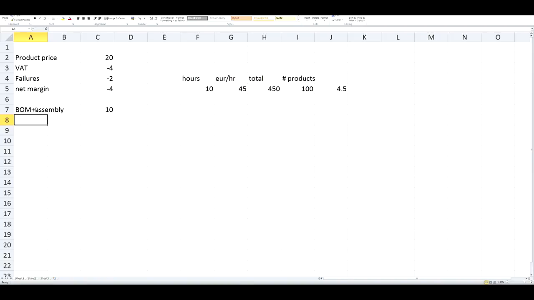So the BOM cost, the actual total costs to the manufacturer of a product, are generally about half or slightly less. So a rule of thumb in a commercial setting is about your product price divided by 2.5. So in that case, the BOM and assembly cost should be about 8-ish euros.